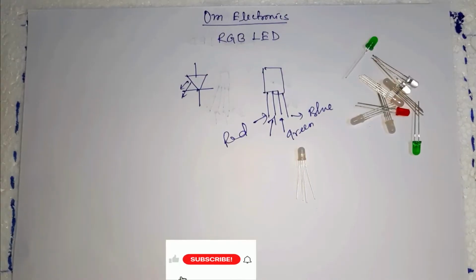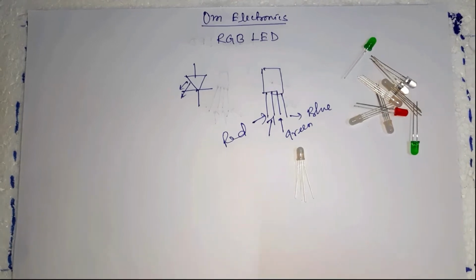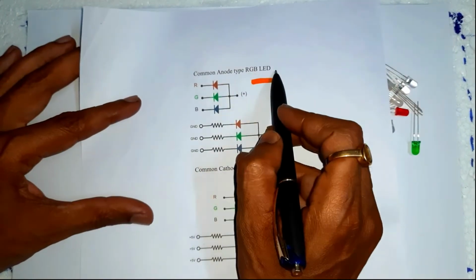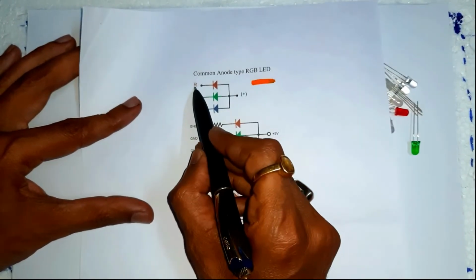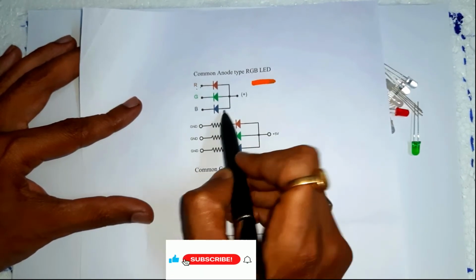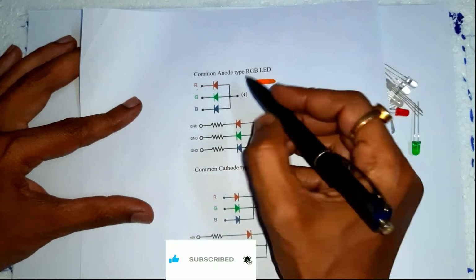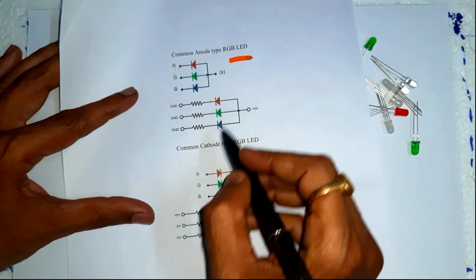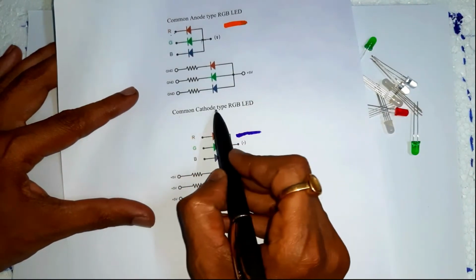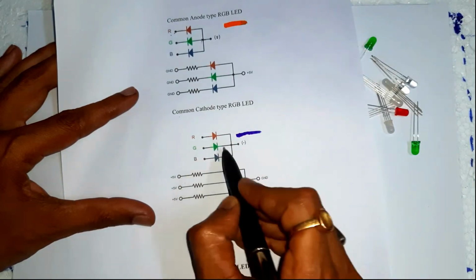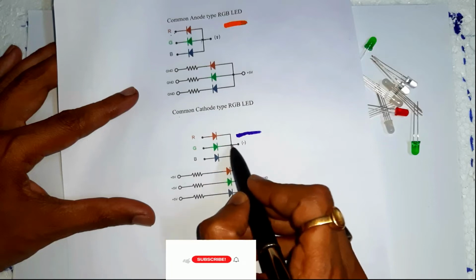Generally, the common cathode variant is found more frequently than the common anode variant. Now this is the common anode type RGB LED. So this is for red, green and blue. And this is the positive terminal, the common terminal. And another, this is the common cathode type. This is for red, green and blue, and the cathode terminal is common.